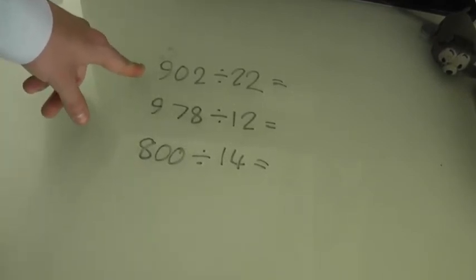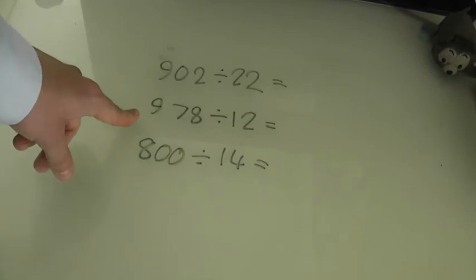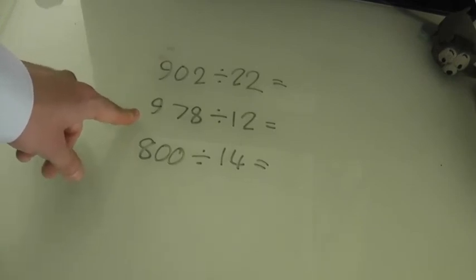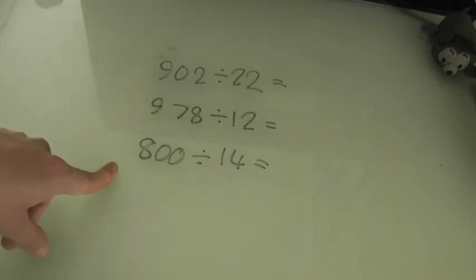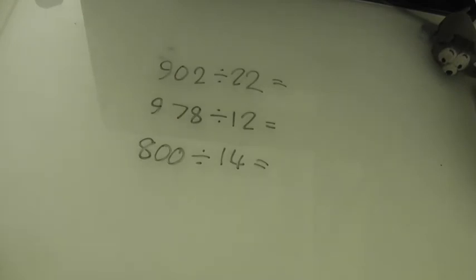You've got 902 divided by 22 equals. This one won't have a remainder. You've now got 978 divided by 12 and 800 divided by 14. Remember, write whatever you're dividing by down the side first, then start working it out. Okay, I'll go through the answers in the next short video.